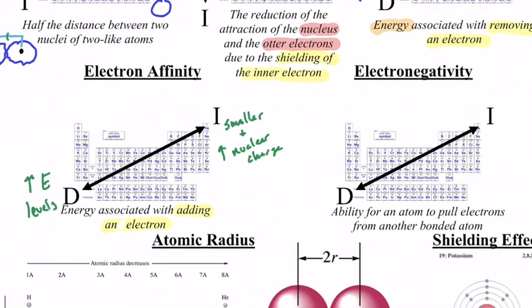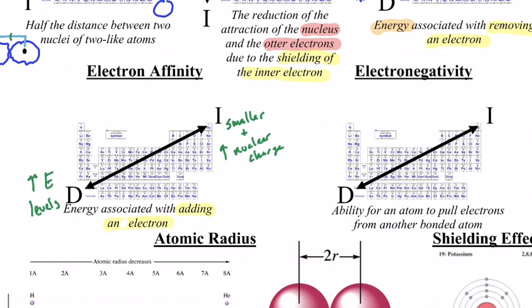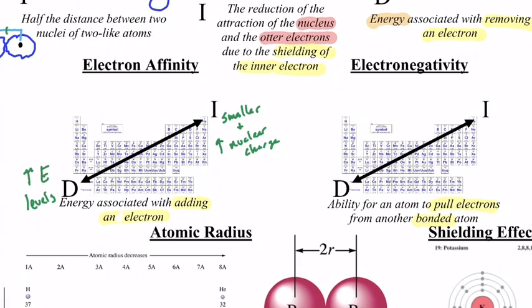And then finally, electronegativity is a very similar idea. It's just pulling electrons when bonded, okay? So we've talked about that. We'll look at that next chapter about shapes and polarity, and when you're bonded, can one element steal an electron from another element? Okay.